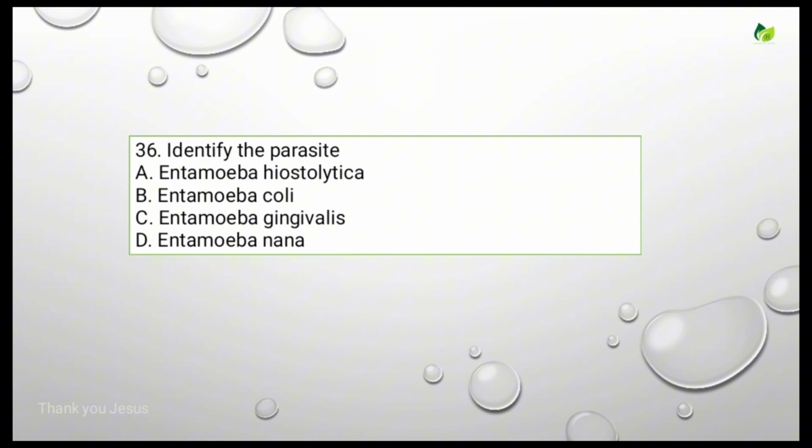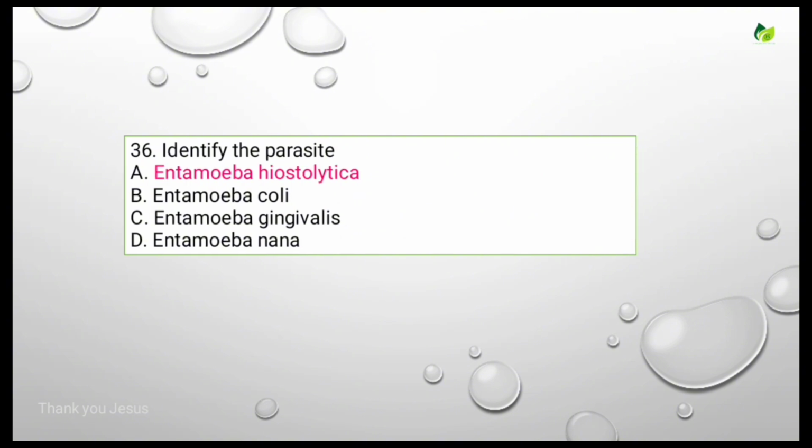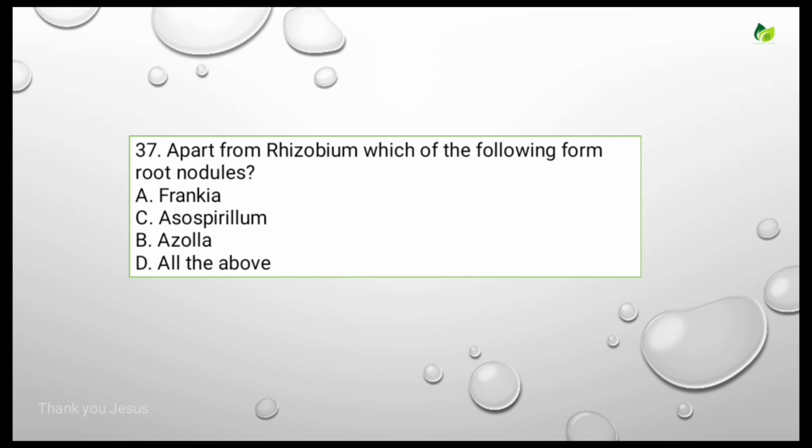Let's see the next question. Identify the parasite. Options are Entamoeba histolytica, Entamoeba coli, Entamoeba gingivalis, Entamoeba nana. For this, the correct answer is Entamoeba histolytica is a parasite. Let's see the next question. Apart from Rhizobium, which of the following form root nodules? Options are Frankia, Azospirillum, Azolla, all of the above. For this, the correct answer is Frankia.